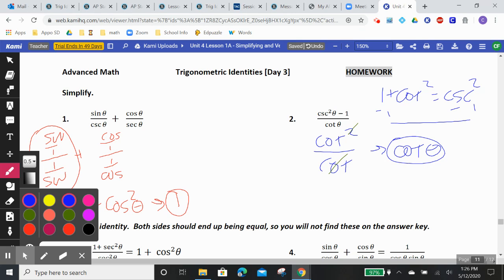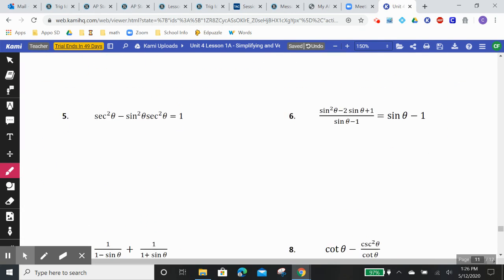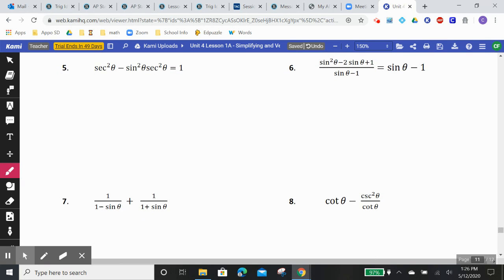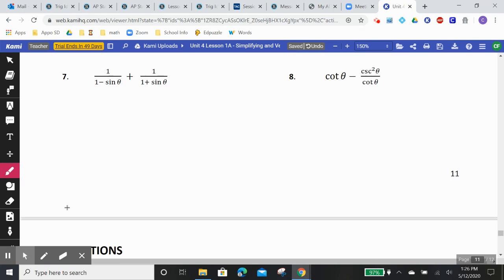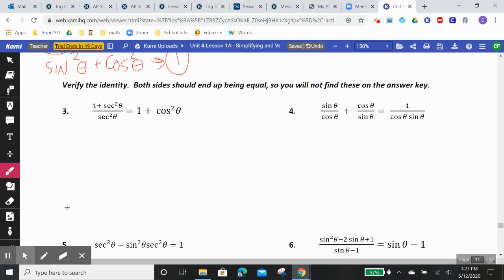All right. So those are just 2 quick simplifying ones. The last 6 we look at here will be all verifying. I'm sorry, I apologize. The last 2 are simplifying. I think I know that because there's no equal sign in there. That's right. So let's do some verifying here.